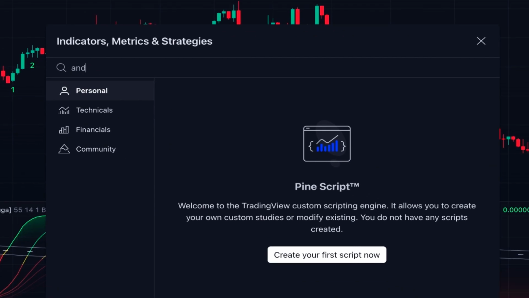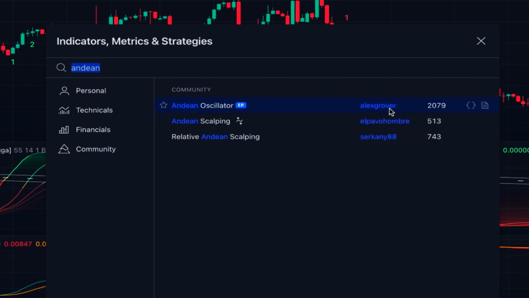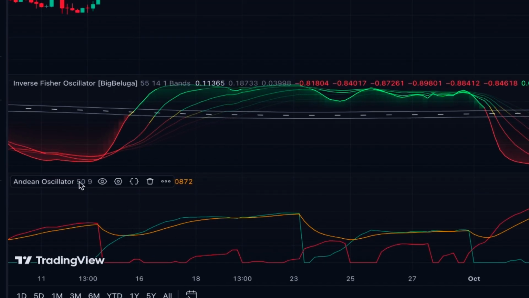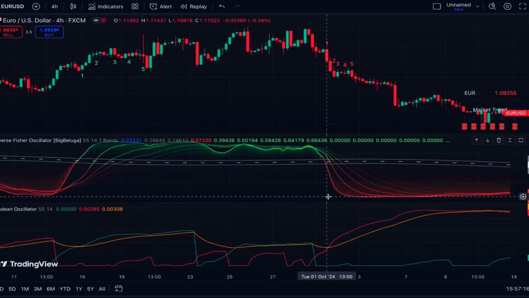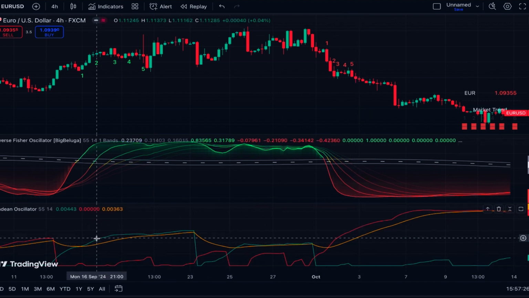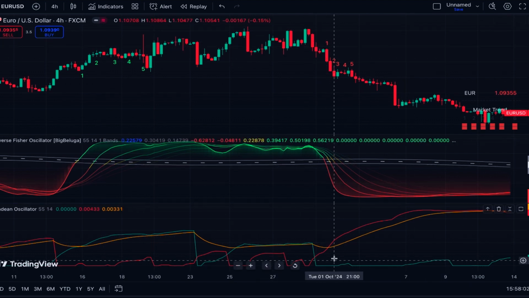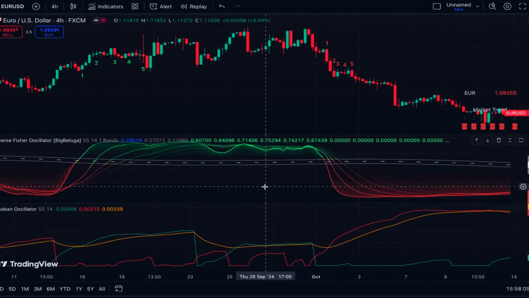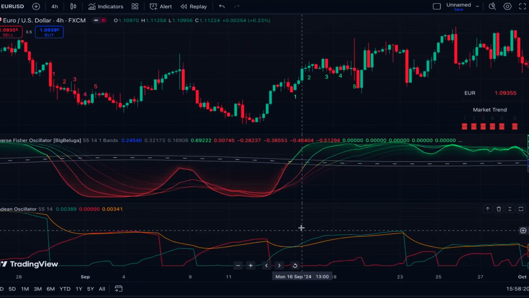One good match is Andean oscillator, this one, which is an editor's picks indicator and written by Alex Grover. First, we need to change the settings so it will completely match the setup. Here for the length we set it at 55. And here for signal length we set it at 14. This indicator with these settings can further confirm the signals by having the red line above the orange line for bearish signals and having the green line above the orange line for bullish signals. So when we have a bearish signal, if in Andean oscillator the red line is above the orange line, the signal is confirmed, and when we have a bullish signal, the signal is confirmed if in Andean oscillator the green line is above the orange line.